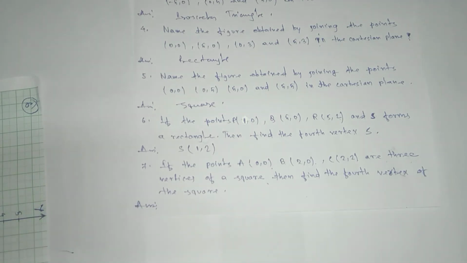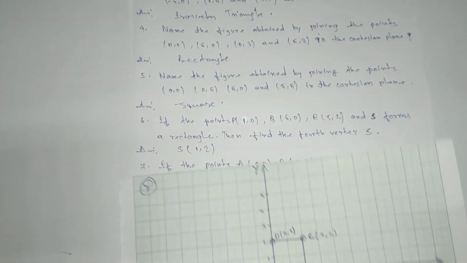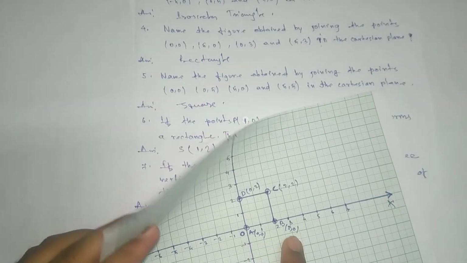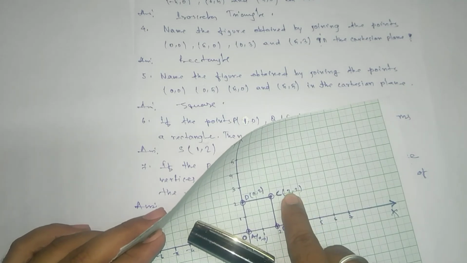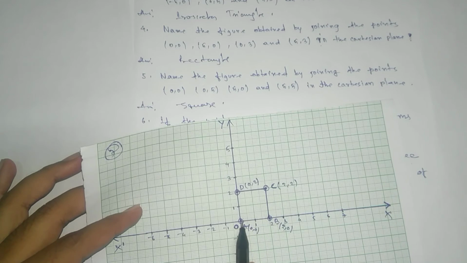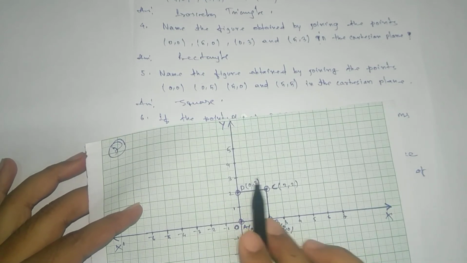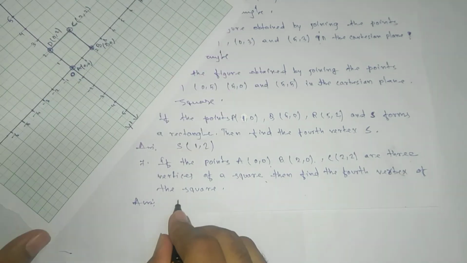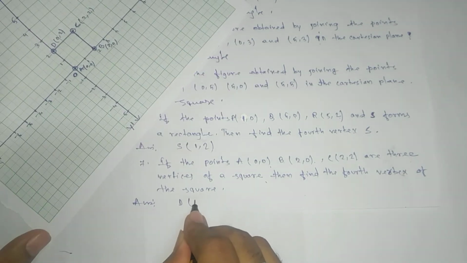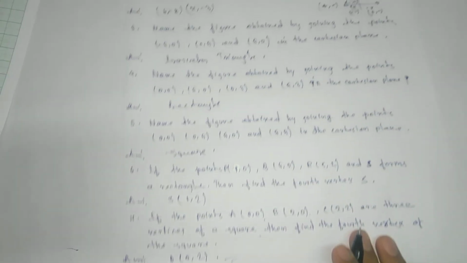So here we have the last problem. Seventh number, if you look here, A(0,0), yes, B(2,0) and C(2,2), and we know that it is a square, so in a square all sides are equal. So this is your 2 units, 2 units, 2 units, then it must be 2 units. So your coordinate is D(0,2). I hope it is clear to all of you. Thank you.